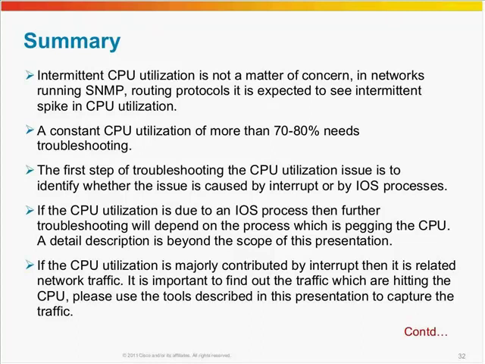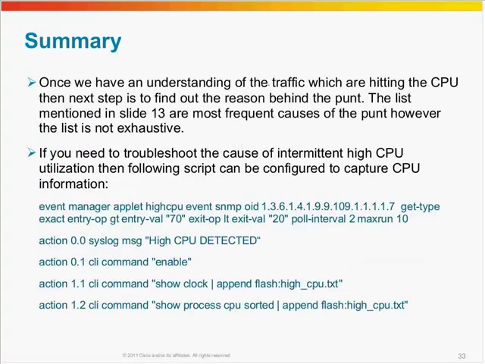After 12.1(19)E code, I have the RPSP InBand span, which can take a normal SPAN of the packets which are going towards the CPU. But the commands are different in SXF and SXH code. So once we have identified the packets which are going to the CPU, the next step would be to find out the reason behind that punt. Again, you can refer to slide 13, which has a list of the most frequent causes of CPU utilization. However, as I said, the list is not exhaustive. There could be scenarios where the packets are punted to the CPU because of a platform limitation or things like that.